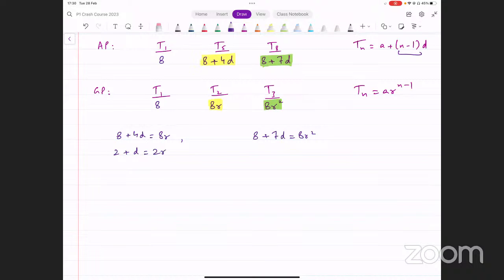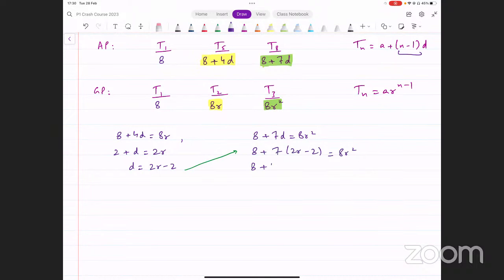We could make any one of these variables a subject. We could make d the subject, for instance. If we make d the subject, that gives us 2r minus 2. I can go and input this value in the other equation. That gives us 8 plus 7 into 2r minus 2 equal to 8r squared. Now we have one equation and only one unknown.